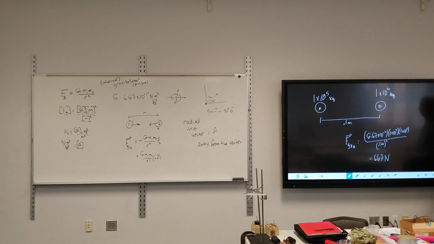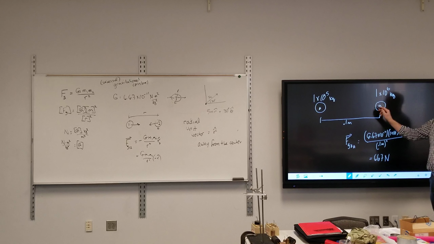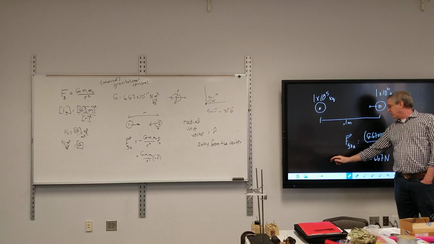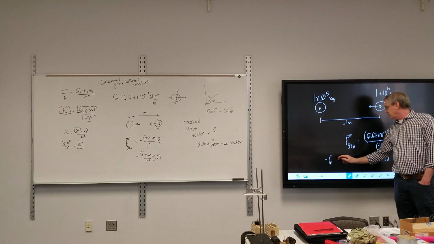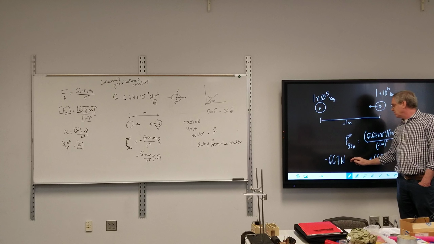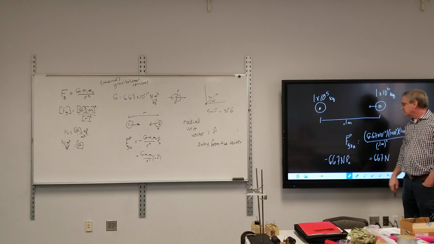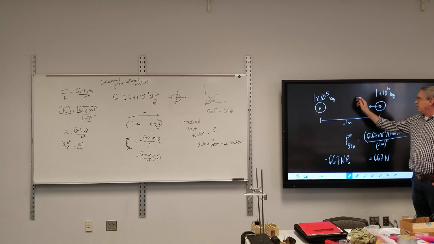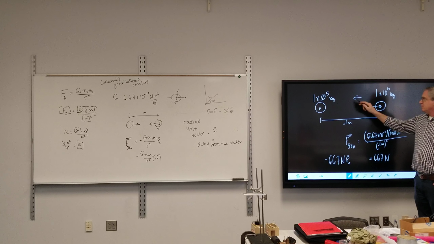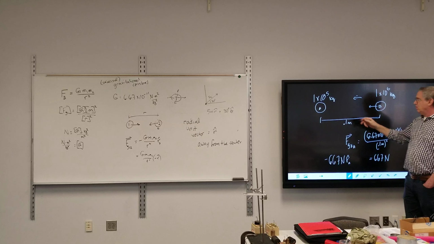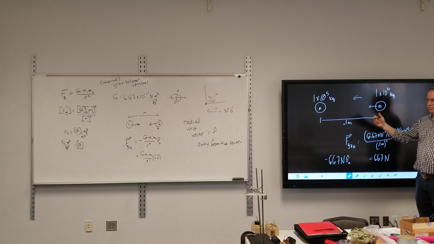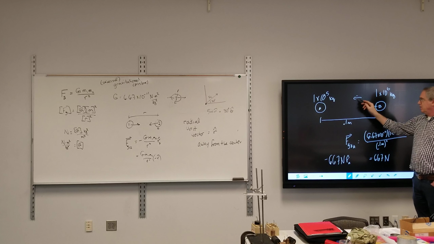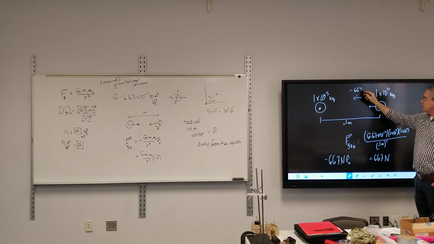But the question is asking for the vector force, not the magnitude of the force, and it is pointing that way. I know it is pointing that way. And so I could write it as negative 667 newtons r, so A hat. Or given the setup, I could say, well, to the left is negative, and treat it as a one-dimensional problem. And then if I do that, negative 667 newtons.